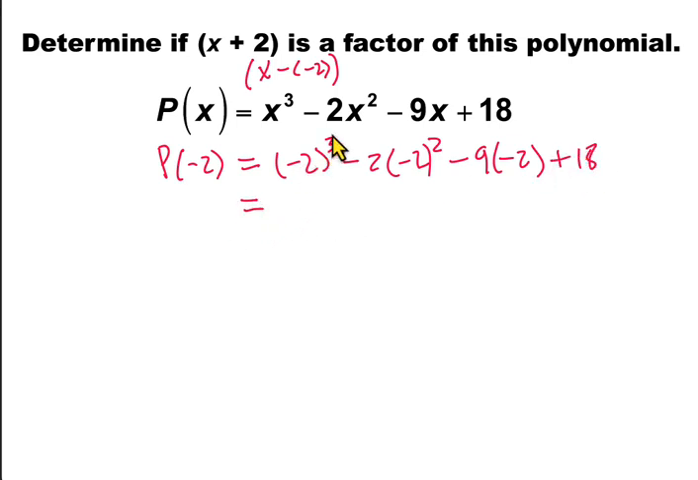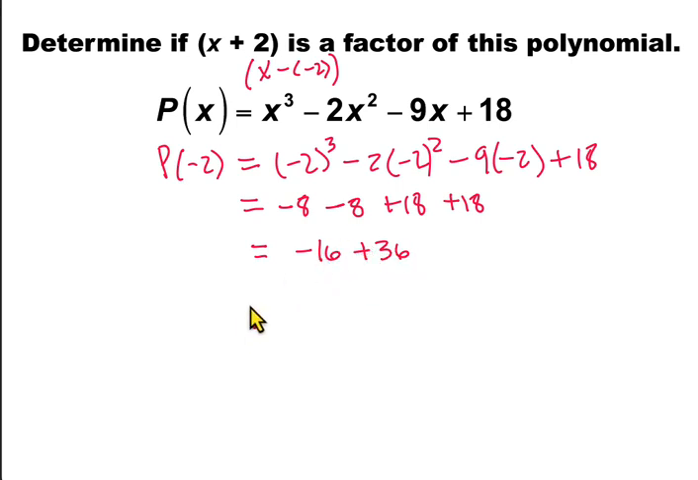Simplifying, we get negative 2 cubed is negative 8. Negative 2 squared is 4 times this negative 2 is minus 8. Negative 9 times negative 2 is positive 18 plus 18. Combining the negative terms, we get negative 16. And then combining the positive terms, we get plus 36.